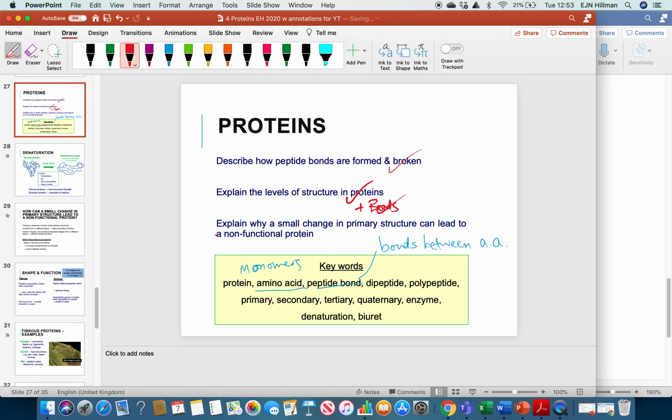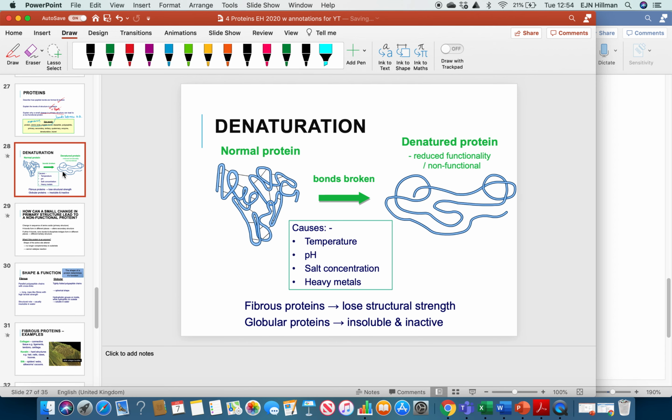And lastly, we're just going to look at how changes to the primary structure can lead to a non-functional protein. Now this is really important and it comes up a lot throughout the first year content and also in the second year content. When we move on to DNA and the genetic code, we'll look at how this is important as well.